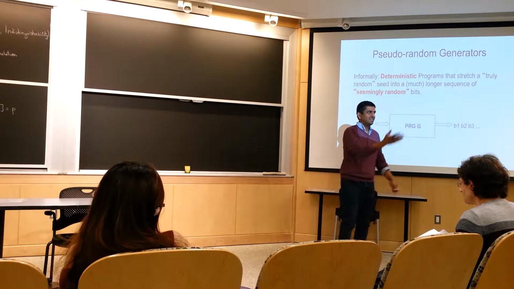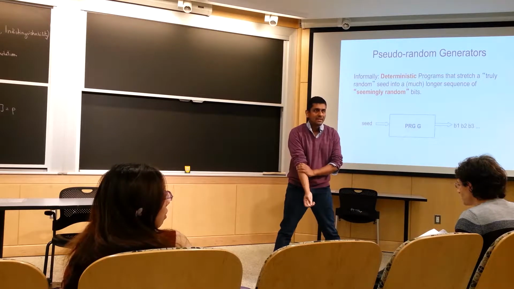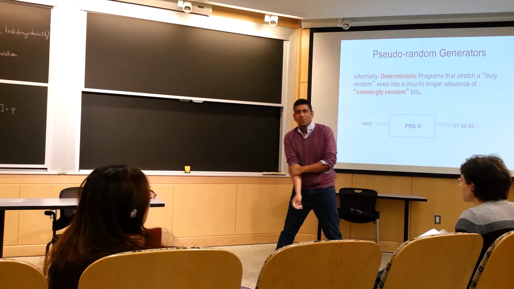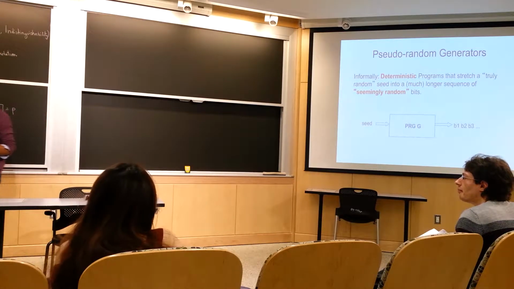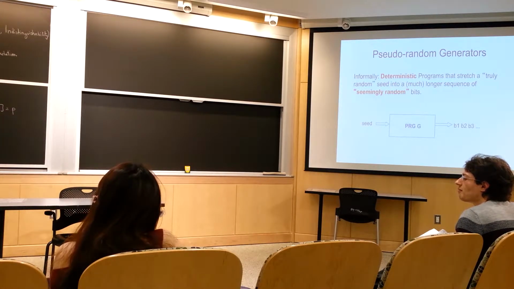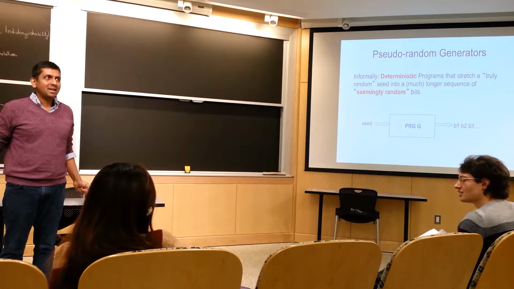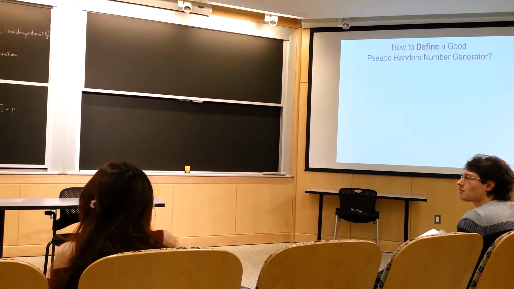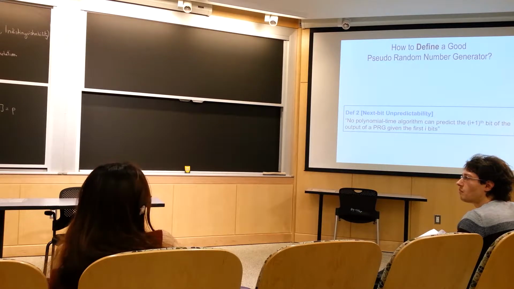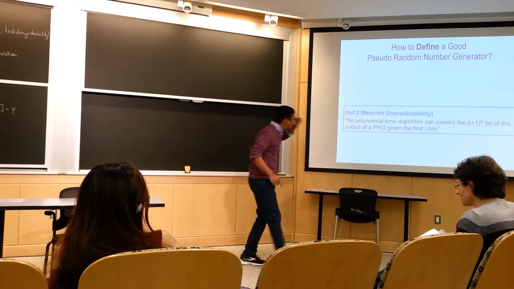Here's a property. Given that you've seen some n bits, you can't predict the n plus first bit. Good. So if it's a truly random string, if I see the first 100 bits, I cannot predict the 101st bit, except with probability one half. So a pseudorandom string should have the same property. For every i, the polynomial time algorithm cannot predict. Good.